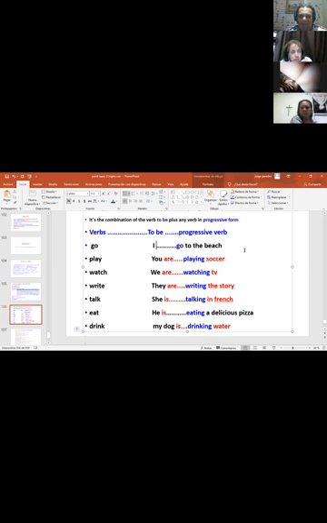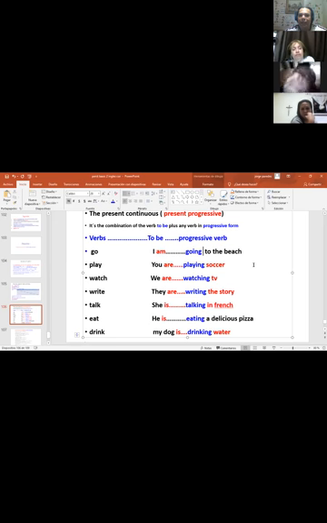Pero ¿cómo le hacemos en progresivo? Yo estoy yendo. Estoy yendo a la playa. ¿Ok? ¿Qué vas para la playa? I'm going to the beach. ¿Ok? Any other question? No. Ok, guys. Basically, this is the way that we explain the present continuous or the present progressive.